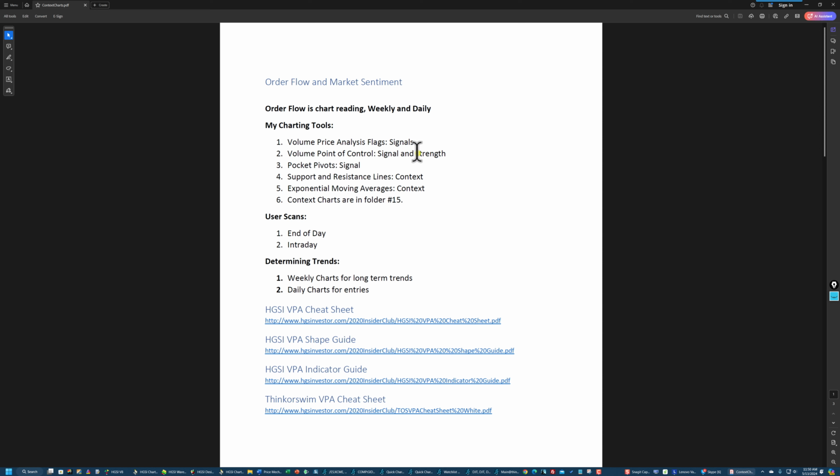I'm going to talk about the VPA flags for signals, volume point of control, signal and strength, pocket pivots. These three are signals. Support and resistance and exponential moving averages fall under context. And I put some new charts. They're not new charts, they're modified charts, which I'm using. I put them in a separate folder, folder number 15, and I'll show you that here pretty soon.